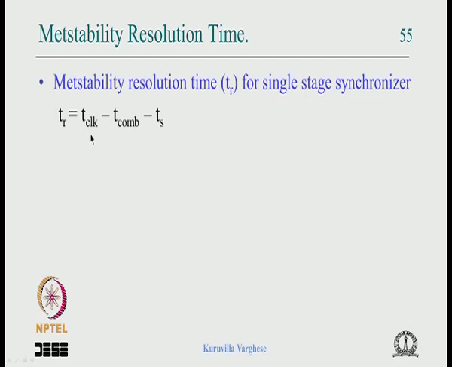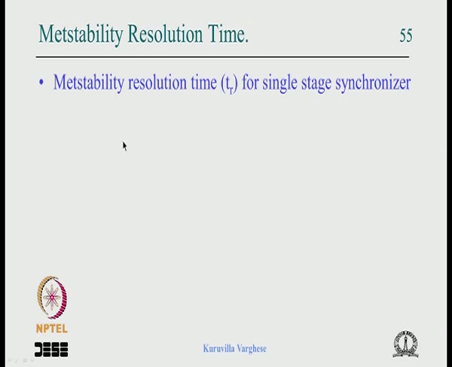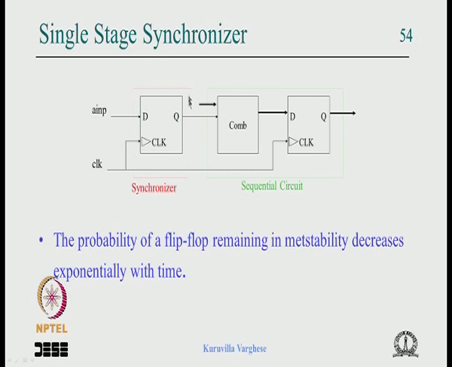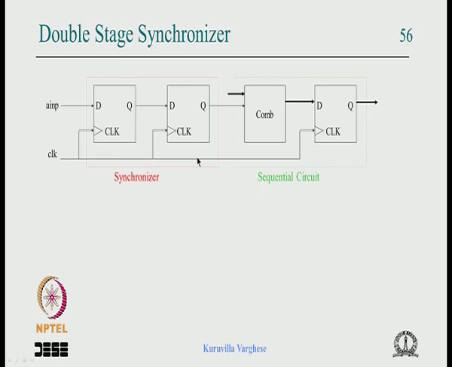If you reduce it, the system will suffer. So we reduce this combination circuit and try to make it 0, by putting another register in a chain here, so that the output of this flip flop sees only a flip flop, not a combination circuit. So that is the double stage synchronizer. So we put 2 flip flops.